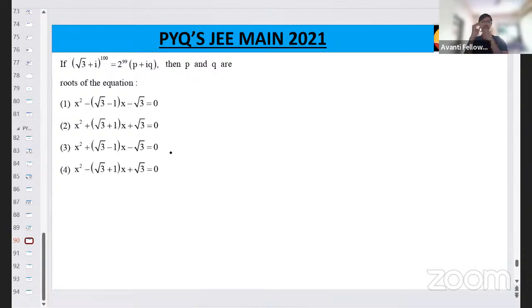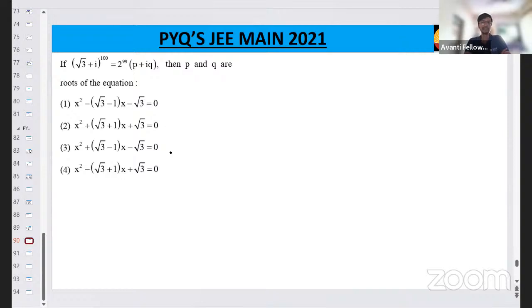Yeah, this is a very interesting question. See, if I read the question, it is very short. If root 3 plus i raised to the power 100 is equal to 2 raised to the power 99 into p plus iq, then p and q are roots of the equation.